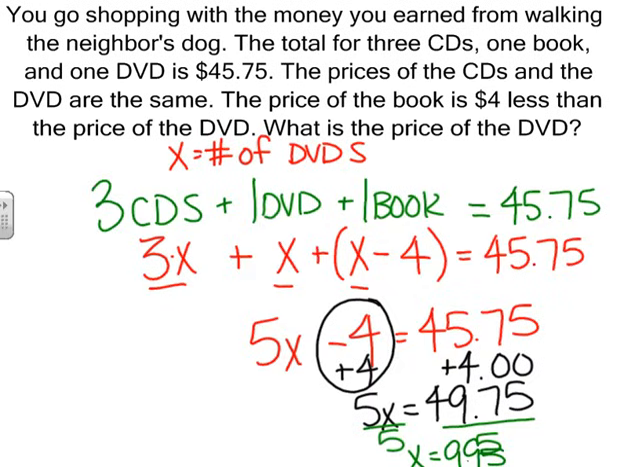Okay, final step, because this is a word problem, we need to make sure we have units. So x equals $9.95, and since x is the cost of DVDs, actually that should say cost of DVDs, not number of DVDs. Our cost of the DVD is $9.95. It would be a good idea to write that as a statement.